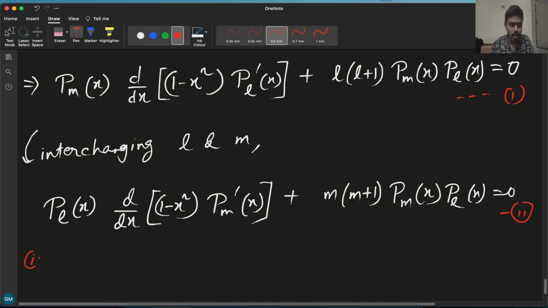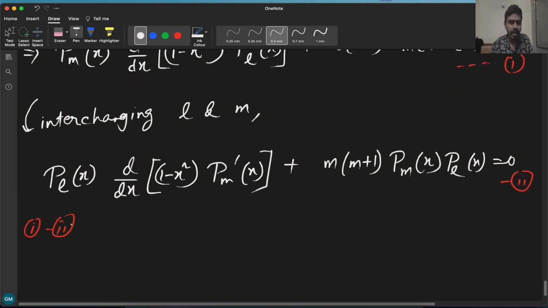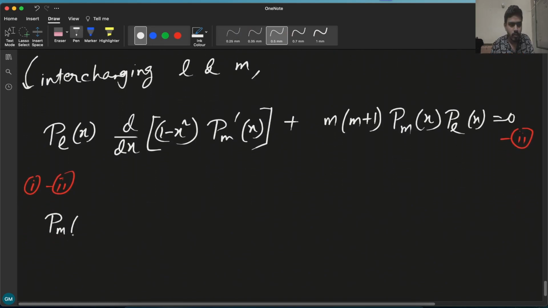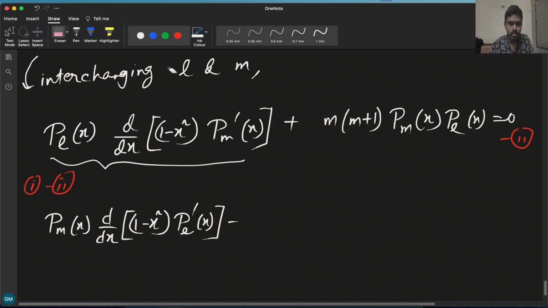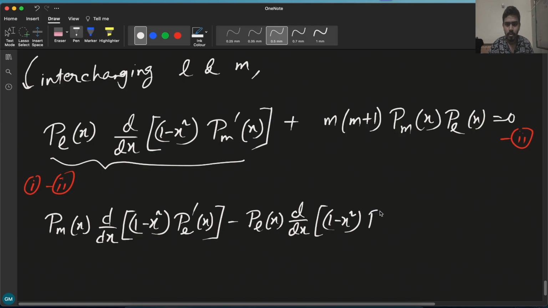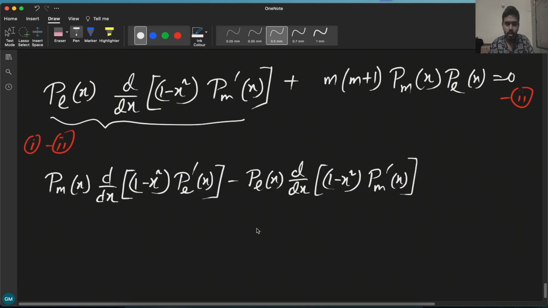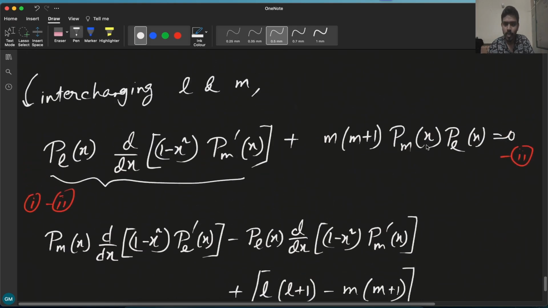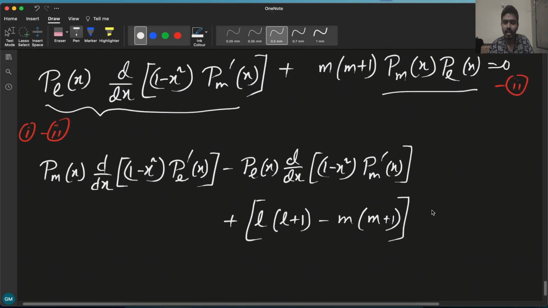And now what I will do is equation 1 minus equation 2, and what we will get is P_m(x) d/dx of (1 minus x squared) P_l dash(x), minus this term, P_l(x) times d/dx of (1 minus x squared) P_m dash(x), plus l into (l plus 1) minus m into (m plus 1), and I will take P_m times P_l common. It is P_m(x) P_l(x) equals 0.